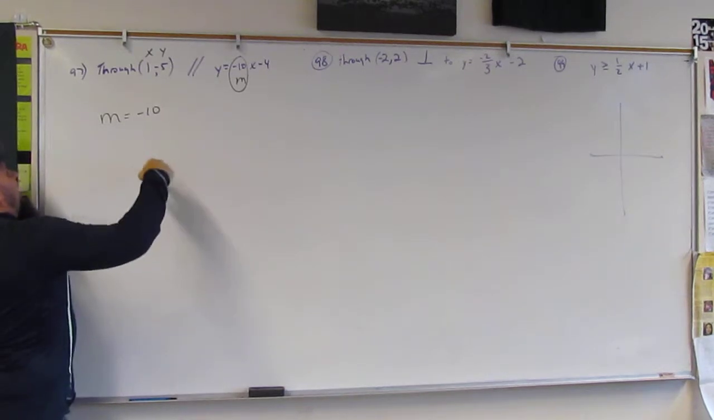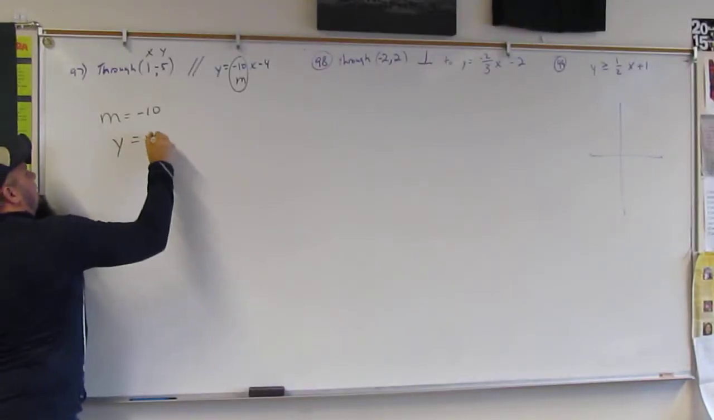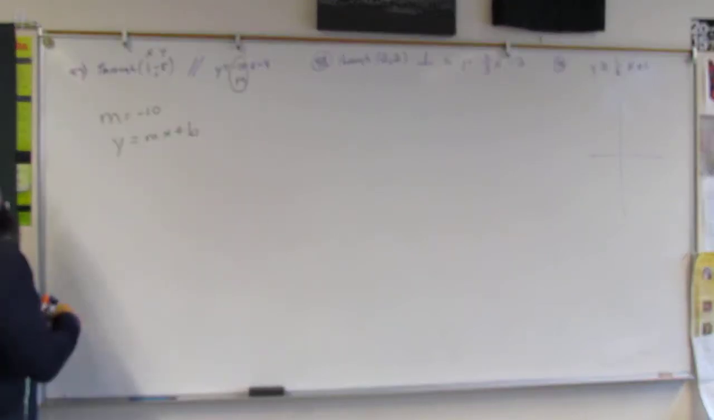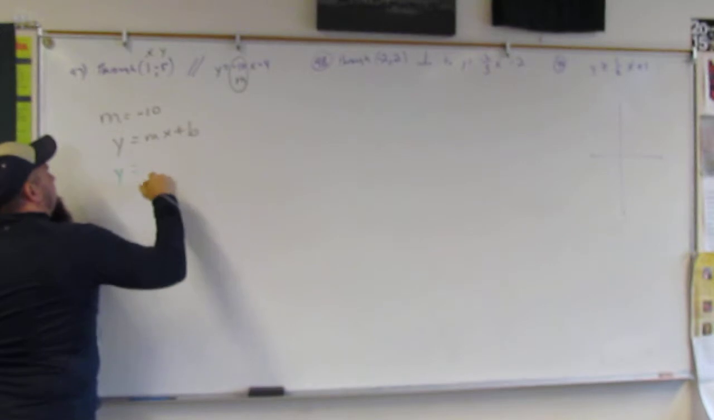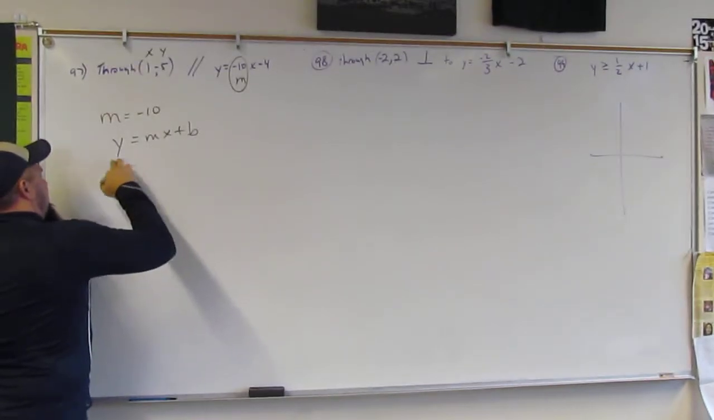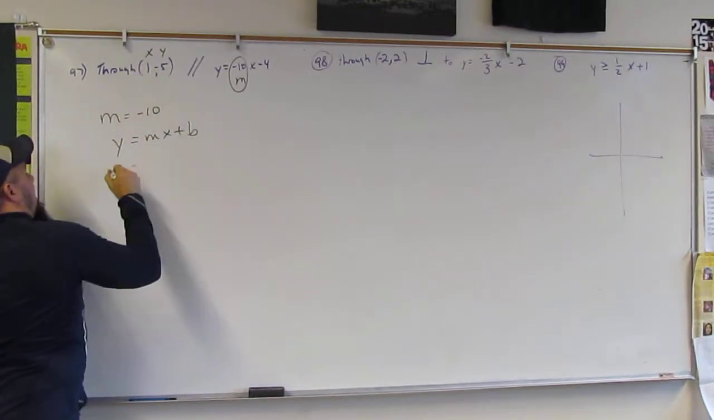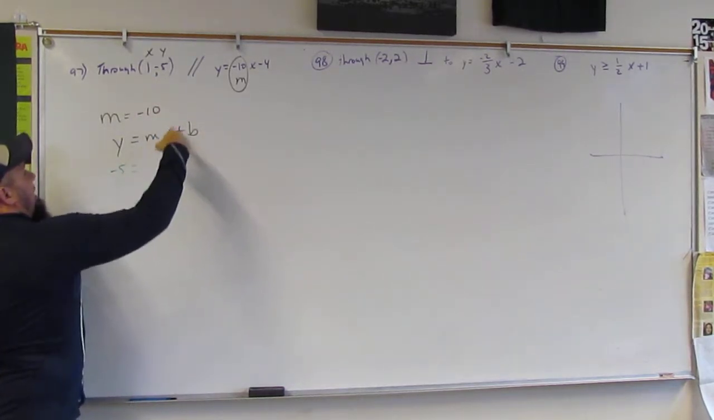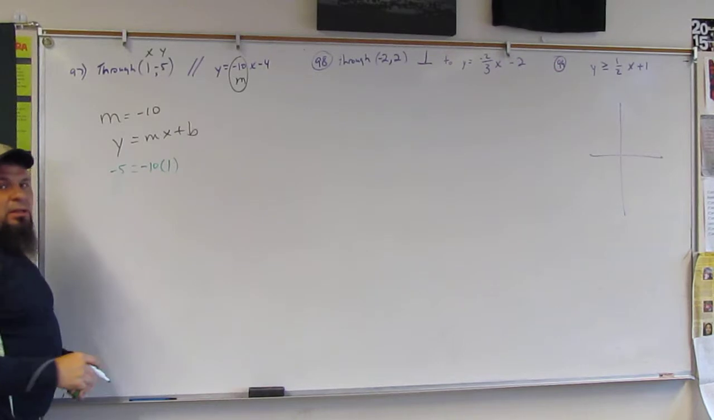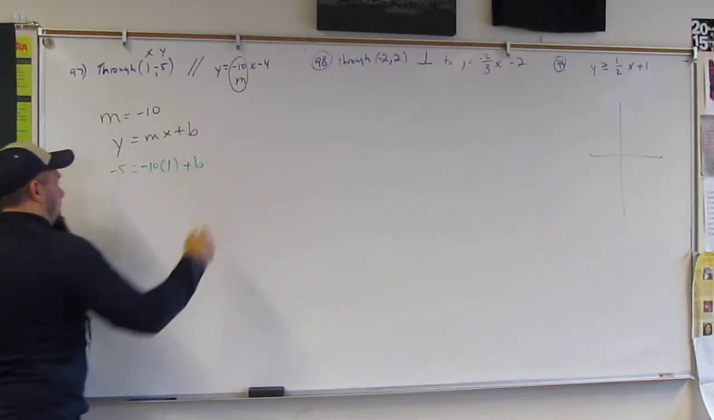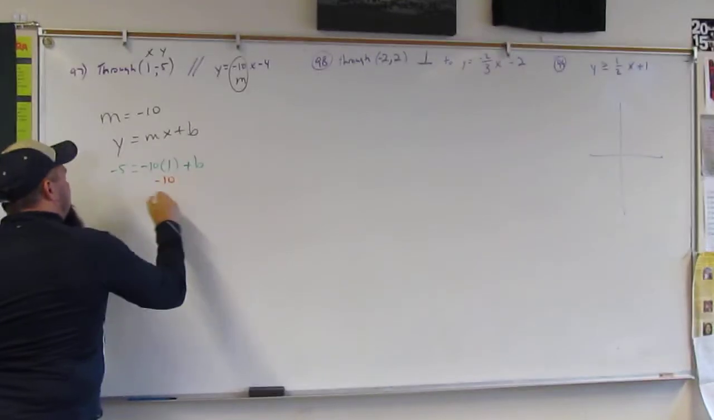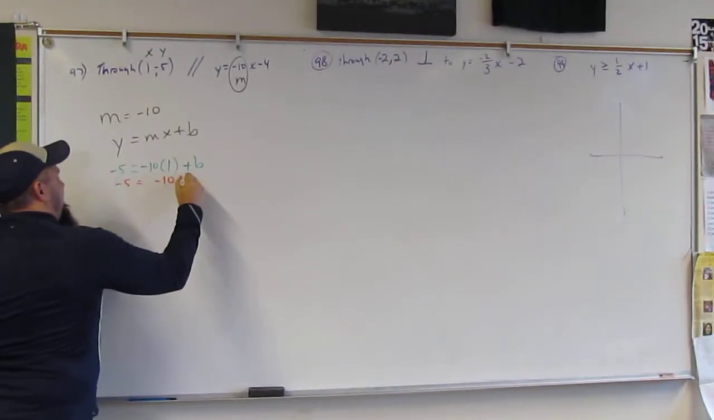Alright, so y equals mx plus b, right? And so y equals x. Well, actually, I can't do that yet because I know what y is. Y is -5. X is 1. And then m is -10. And so b is, well, b. And so this is going to be -10 equals -5 plus b.